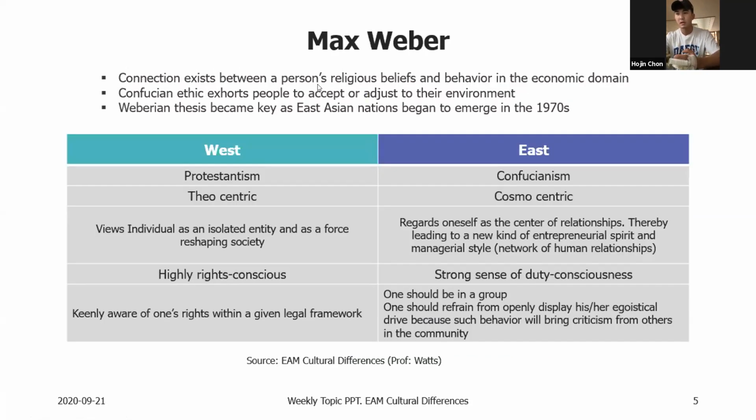Max Weber classified mainly two different cultures, Western and Eastern, which are Protestantism and Confucianism. He believes that religious belief is embedded in the culture and connected to the society. Protestantism is theocentric, which is the only God and me exist. Individualistic culture and no hierarchical structure exists. On the other hand, Confucianism is cosmocentric, which puts priority on the relationship with people. So the West and East have developed into different characteristics with different cultures. Next page.